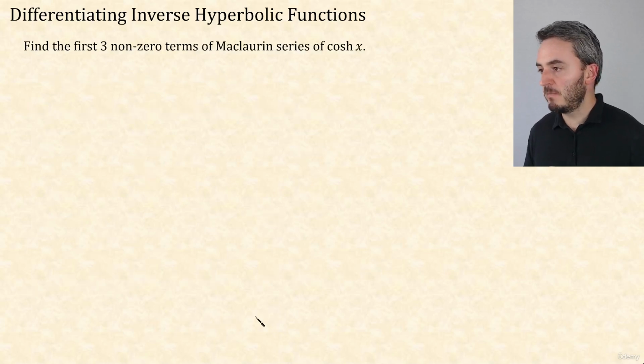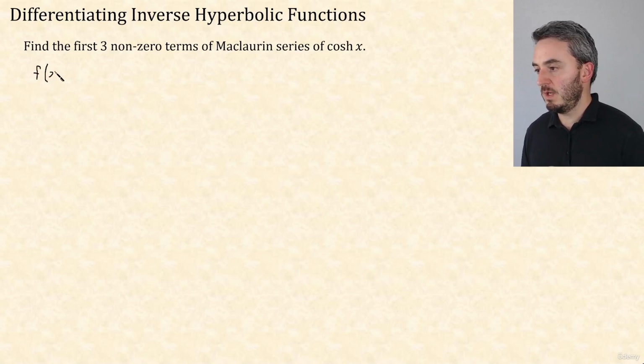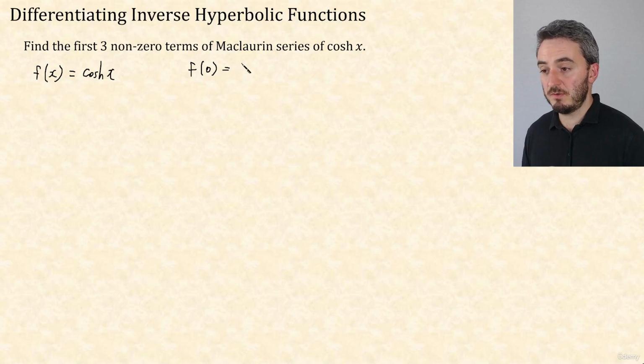So the coordinates of the stationary point are ln 3, minus 1/4. Okay, last one. Find the first 3 non-zero terms of the Maclaurin series of cosh x. So we need to find a bunch of derivatives. If f of x is cosh x, then f of 0 is cosh of 0, which is 1. There's our first non-zero term.